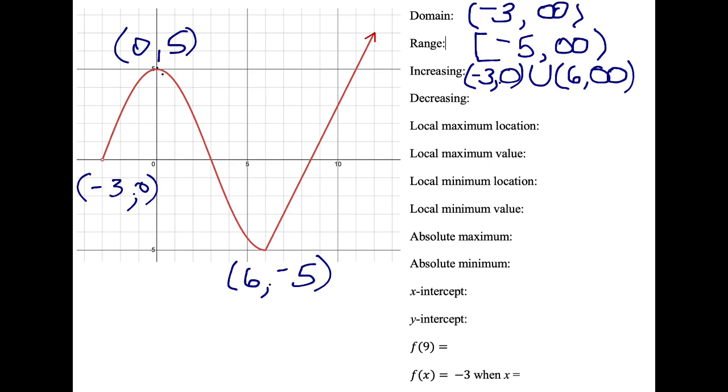Where is it decreasing? Decreasing is as we go left to right, where the graph is going down, so that's in between here. Again, we're going to use x values only of those points. So starting at x equals 0 and continuing until x equals 6.